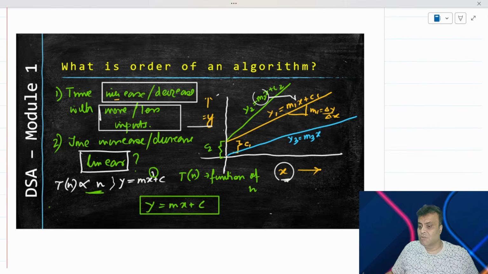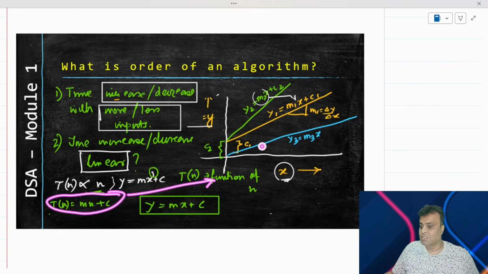So what is the equation coming to? Y or Tn is coming to like this. We will say that Tn is equal to mn plus c. This is what we will say. So can I say, therefore, Tn is a function of n? From here, I can definitely draw the conclusion that Tn is a function of n.